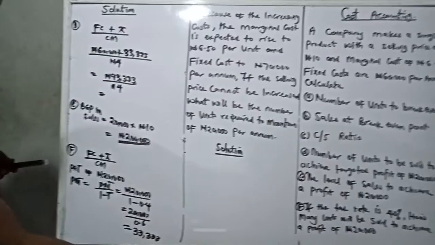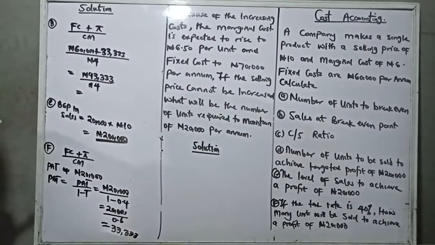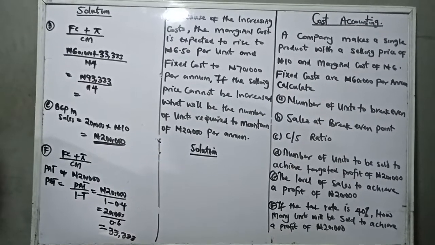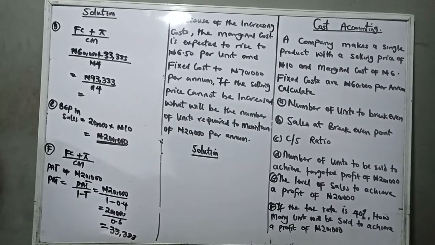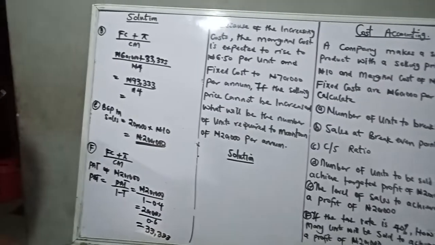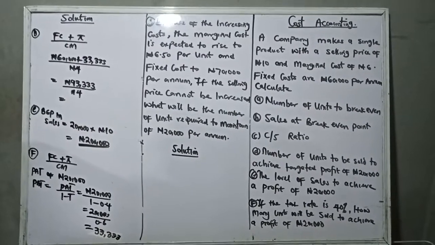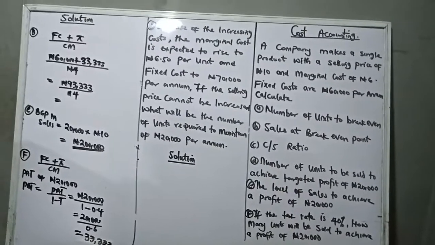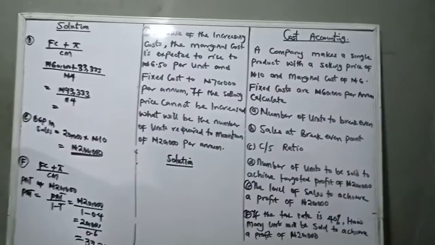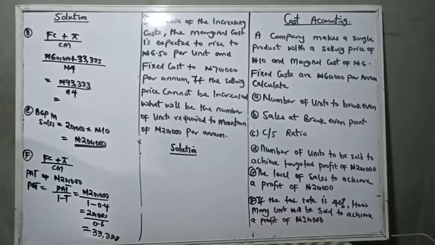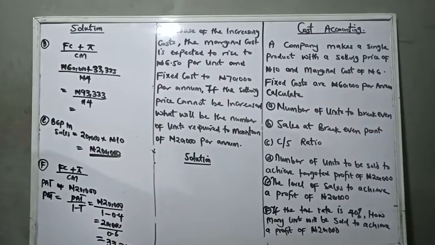So let's see what we are going to get. 93,000 divided by 4. So 60,000 plus 33,333. So that gives 93,333 divided by our CM, which is 4.